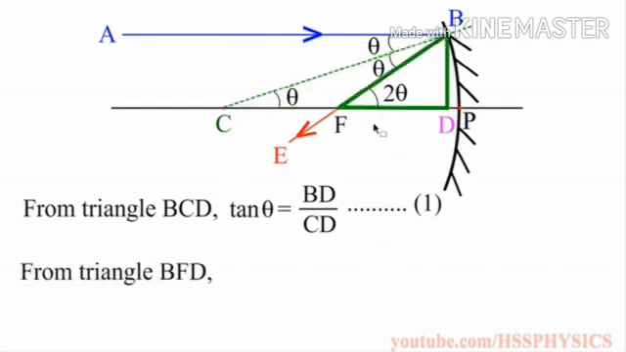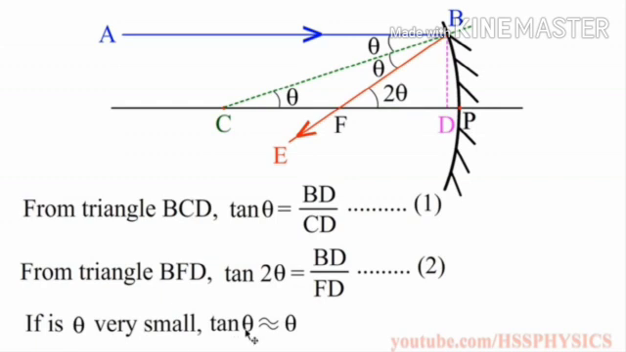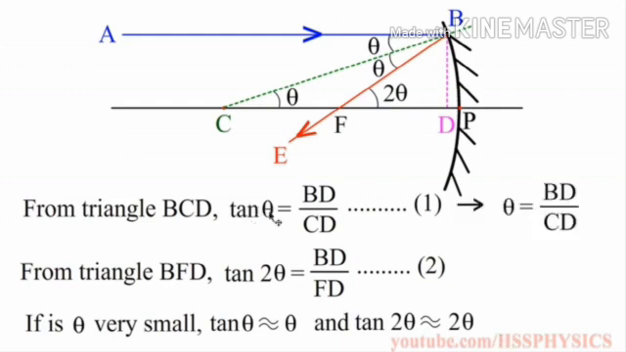Next, consider triangle BFD. In this triangle, the angle is 2 theta. So tan 2 theta is equal to opposite BD by adjacent FD. Here theta is very small, so simply we can write tan theta as theta. So tan 2 theta will also be approximately equal to 2 theta. So we can write theta is equal to BD by CD. Here 2 theta is equal to BD by FD.